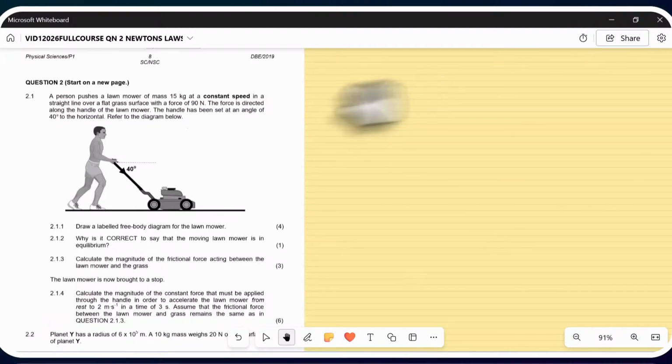All right. This is question 2, November 2019, question 2.